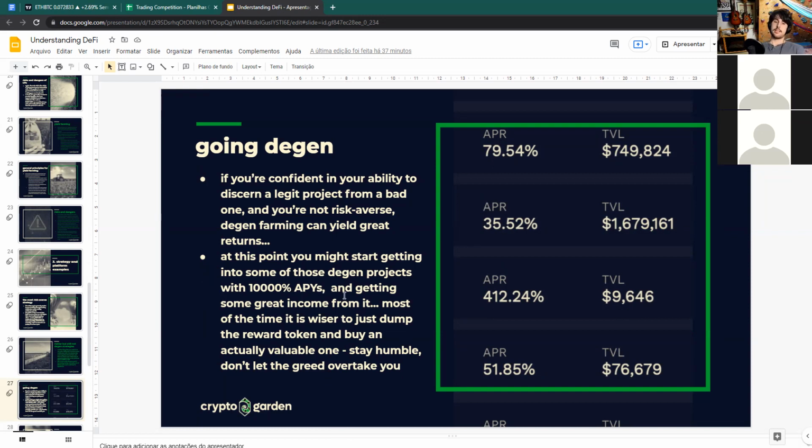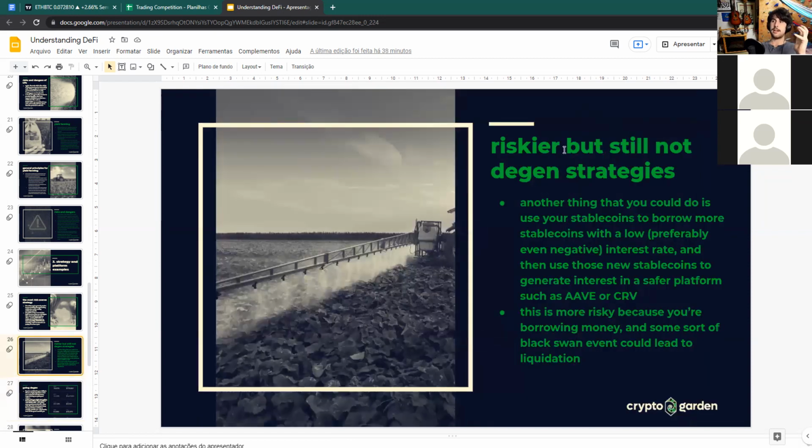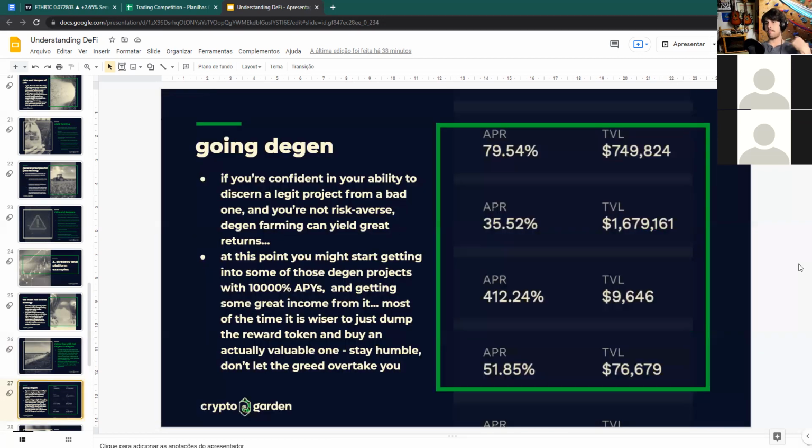So one thing that you could do with this is, for example, use kind of the same strategy as the riskier strategy, the midpoint strategy right here, where you deposit some stable coins to earn interest and you borrow more stable coins against those stable coins.